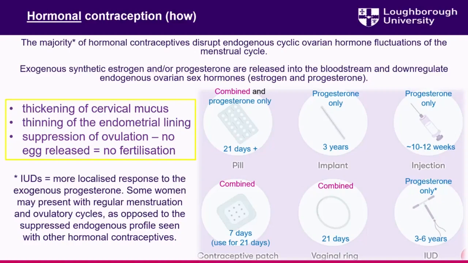Now, if you just ignore the IUDs for a second, these all work in a very similar way. And in order to prevent pregnancy, which is the main reason behind contraception in the first place, they do these 3 things. They cause thickening of the cervical mucus, thinning of the endometrial lining, and they suppress ovulation. And together, all of these things prevent pregnancy. The IUD is slightly different, and that's because it has a more localized response to the exogenous progesterone. So in these women, you may see a regular menstrual cycle, and you may still see ovulation. Because they're not suppressing that ovulation, they have more localized effects as opposed to the systemic effects that you might see, for example, from ingesting the pills.